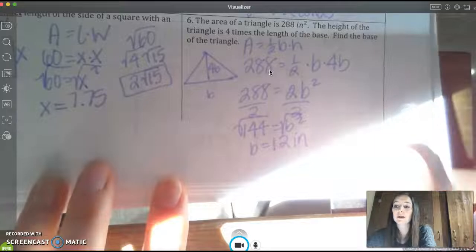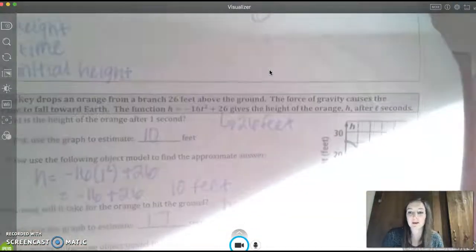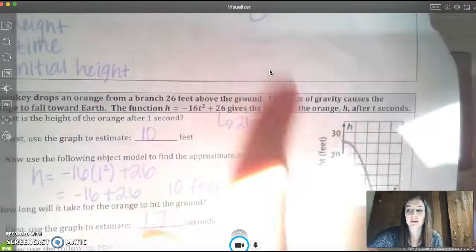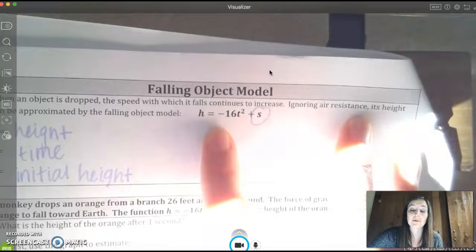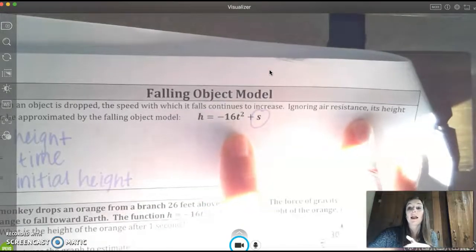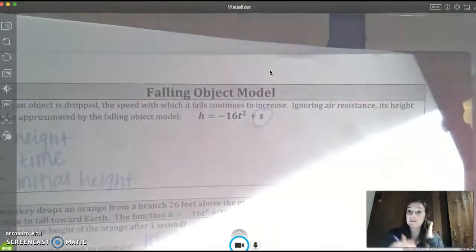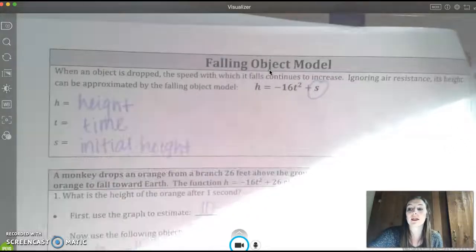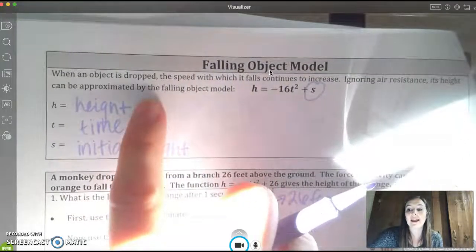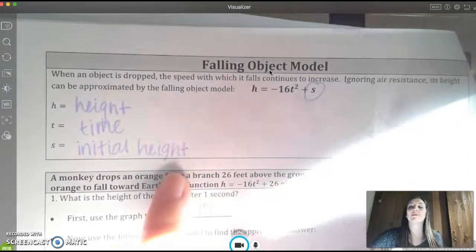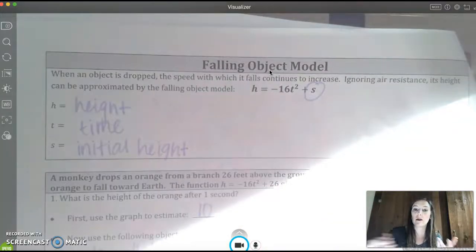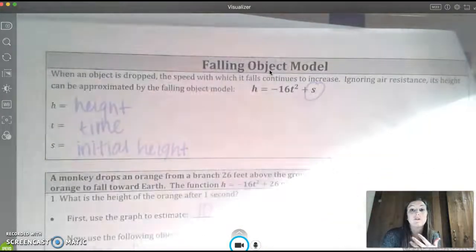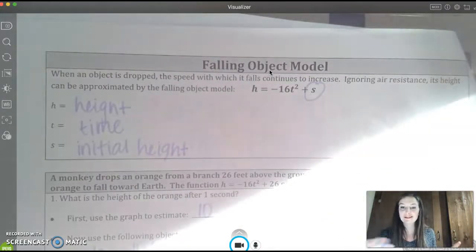So again, guys, when we're working with these falling objects and application problems, we are always going to have h equals negative 16t squared plus s if it is falling. If we're throwing the object, that's a different formula, and we're going to work on that later. And remember, we're always looking for the time or the height, and s is our initial height. So if it asks you how many seconds it's going to take, we're solving for t. If it asks you for the height after a certain amount of seconds, we're looking for h.